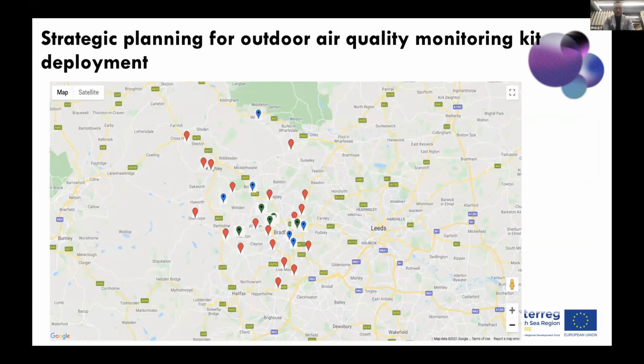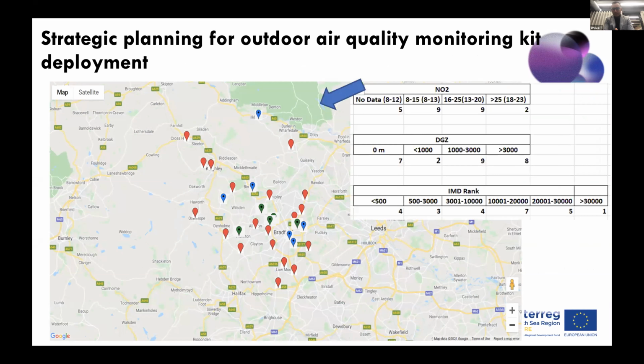So that has resulted in identifying 25 locations, as shown by the markers in this map. And as I said, it looks at a number of socioeconomic parameters with respect to the clean air zone.